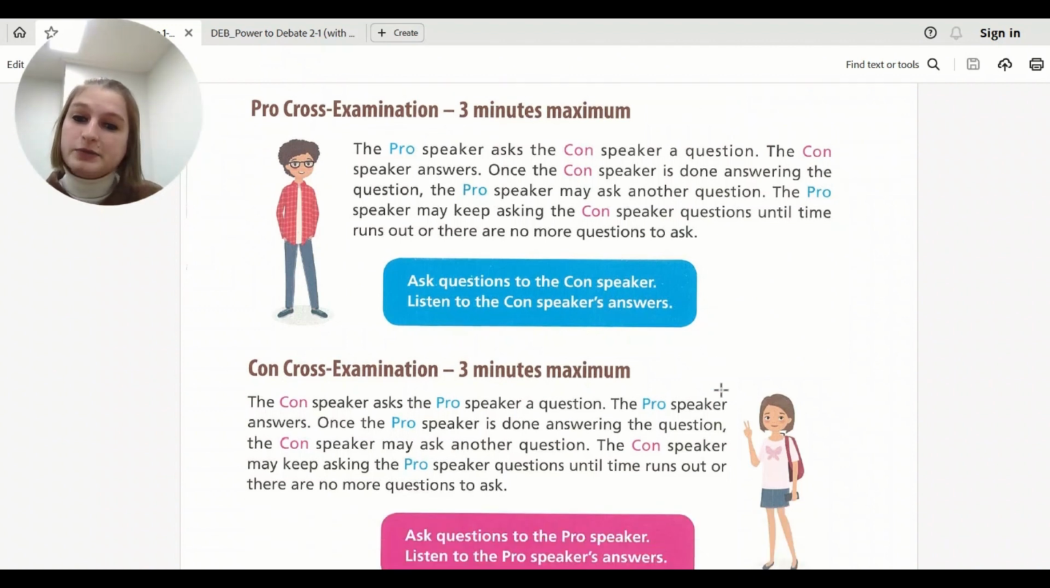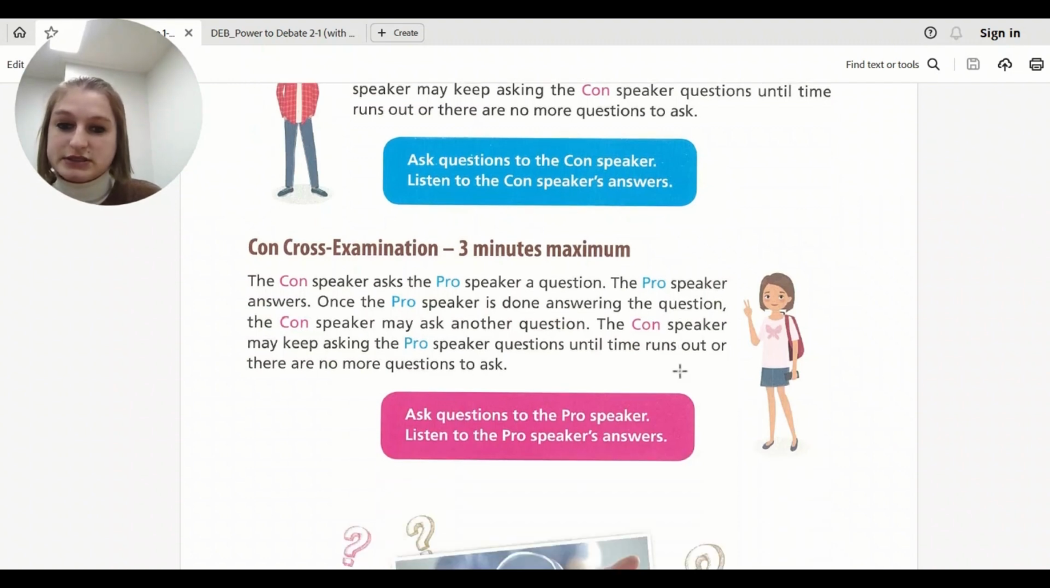The same thing will happen with the con side. They will ask the pro side questions, and if they have no more questions, they can stop cross examination or they have 3 minutes to answer those questions.